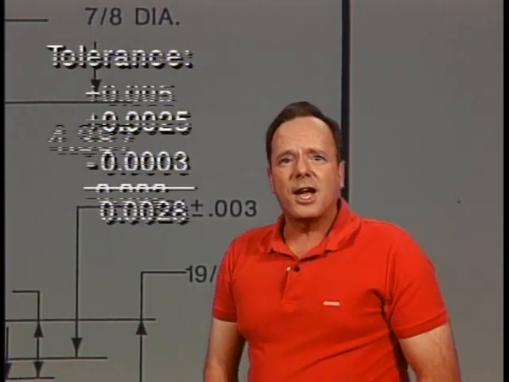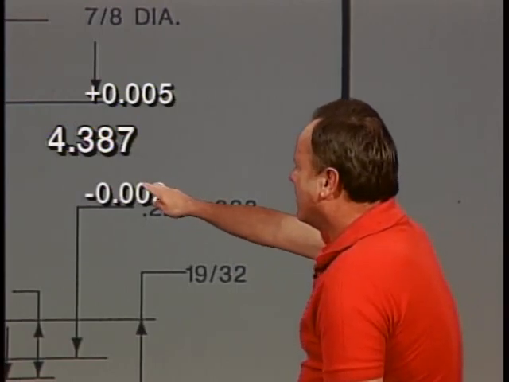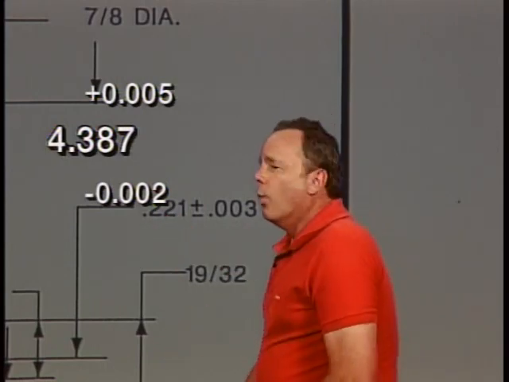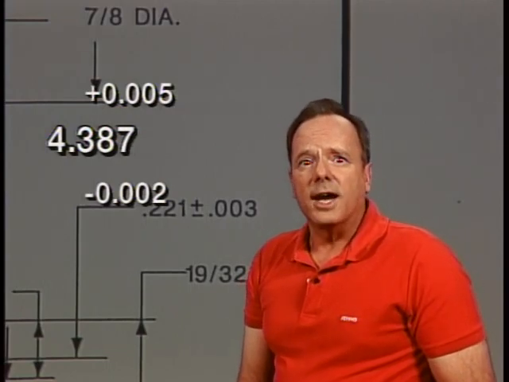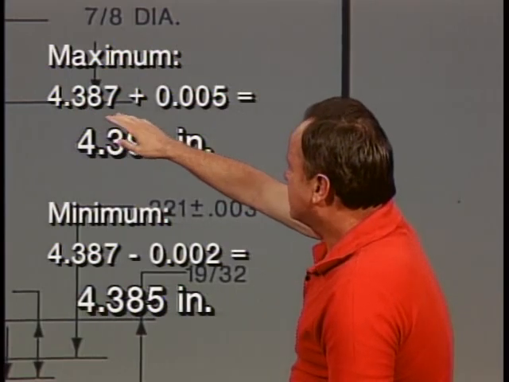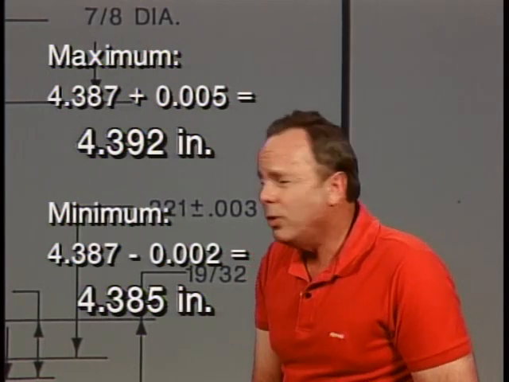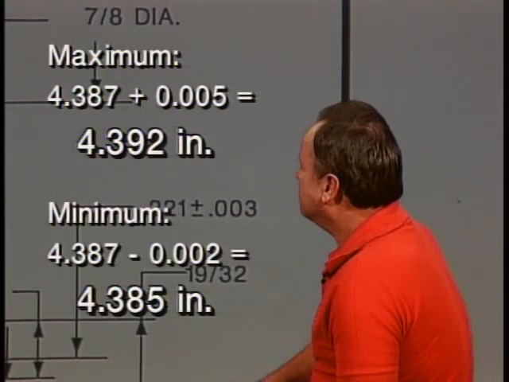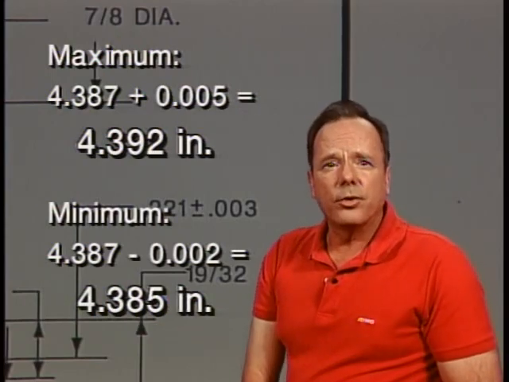Let's do another one. This time, let's assume you're reading a blueprint, and the dimension is given as 4.387 inches plus 0.005 and minus 0.002. What's the maximum acceptable size of that part, and what's the minimum acceptable size? This is very easy arithmetic. The maximum acceptable size goes like this: 4.387 plus 0.005. Add them together and you get 4.392. And the minimum acceptable size is the nominal size minus 0.002, and you get 4.385, and that's all there is to it.